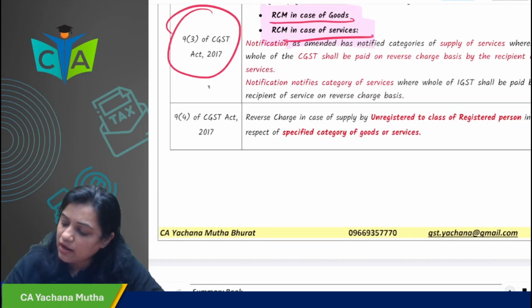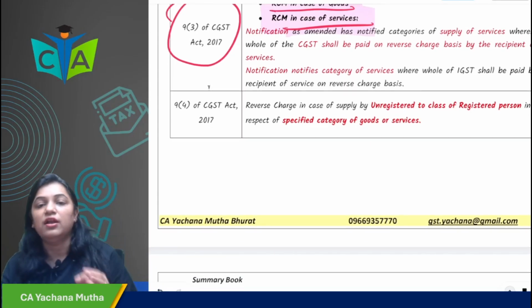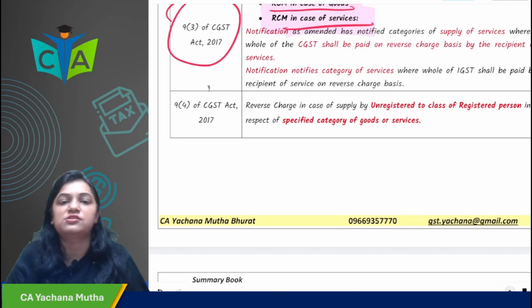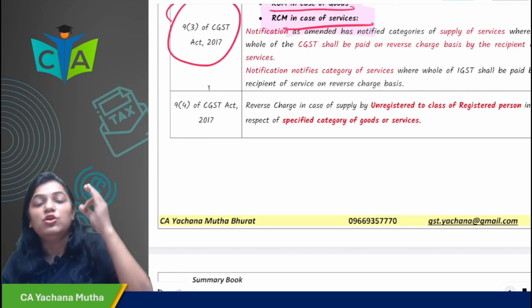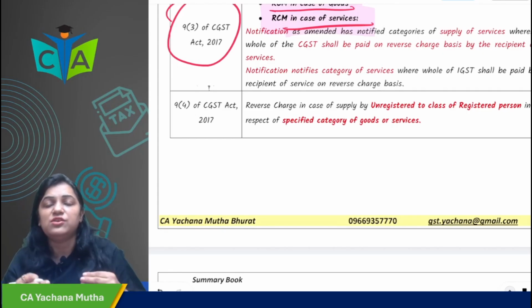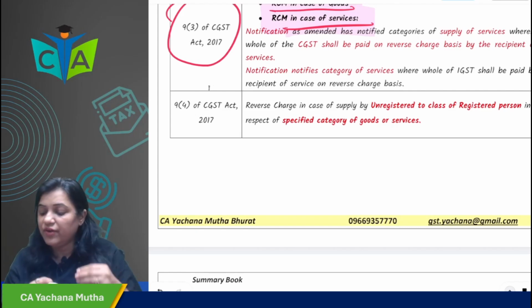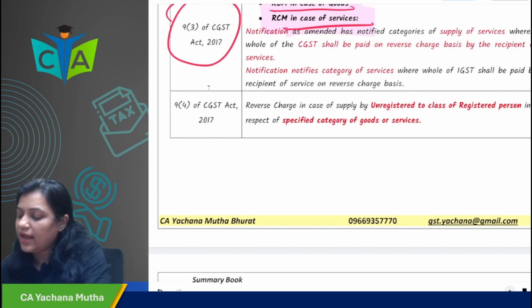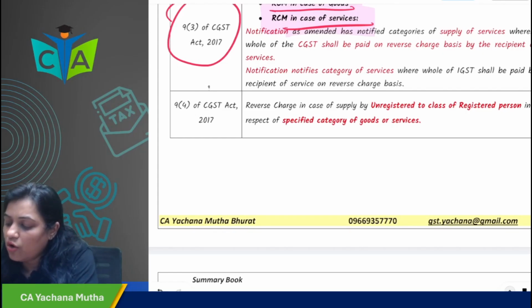If you are an unregistered person, okay, for example, you are a class of registered person, and you are purchasing specified goods, specified services from an unregistered person. In that case, the responsibility is on the class of registered person to pay tax to the government, okay.